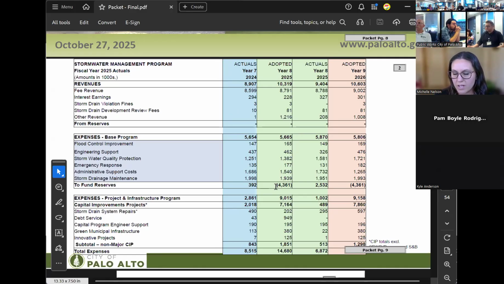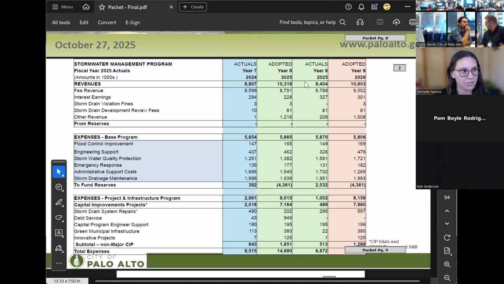And then we get into our expenses for the project and infrastructure program side. That's going to be our capital projects, our green municipal infrastructure program, and our innovative projects. This final section here is a bit more volatile year to year, and adopted versus actuals within that year, because of the capital projects. So there's a little asterisk there, it is printed on the side there.